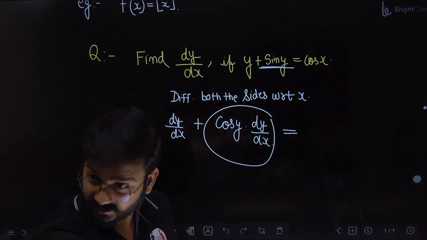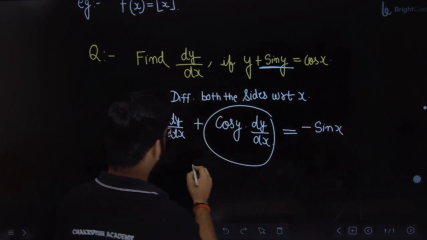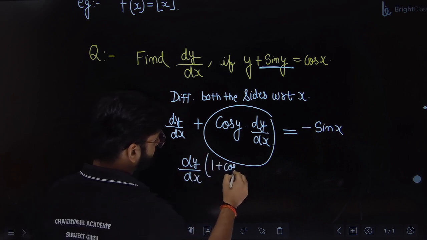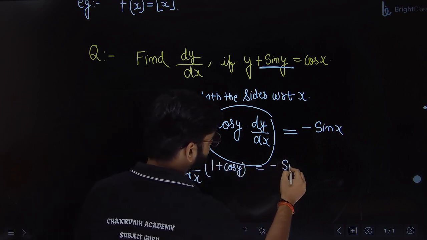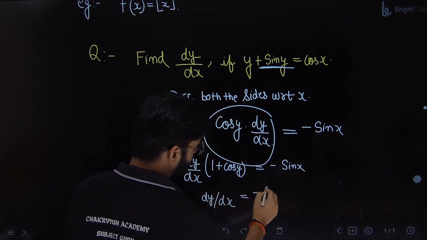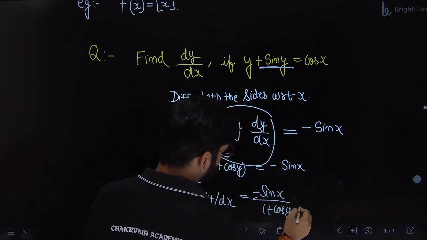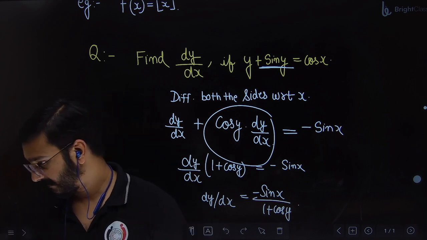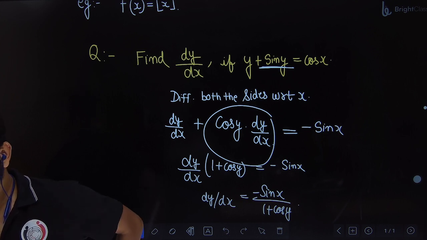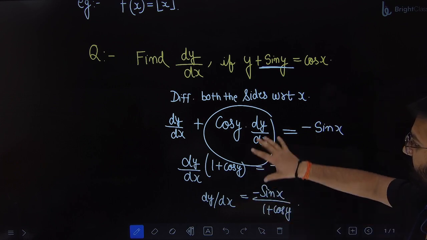Cos x with respect to x will be what? Minus sin x. So take dy by dx common. 1 plus cos y, equal to minus sin x. So what is dy by dx? Minus sin x by 1 plus cos y. This is the answer. All done? Any student having doubt in this particular step?